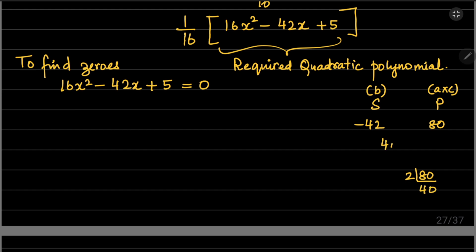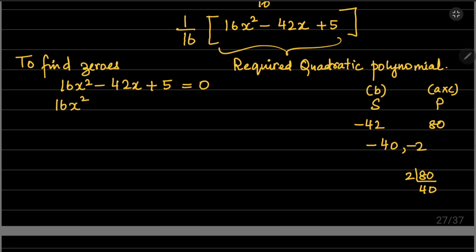The numbers you can just take as 40 and 2. In order for the sum to be minus 42, add a negative sign because the product is positive. So minus 40 minus 2 is minus 42. Minus 40 multiplied by minus 2, minus into minus is plus, 40 into 2 is 80. So you have got the factors for the middle term.